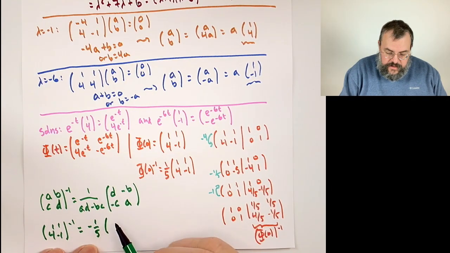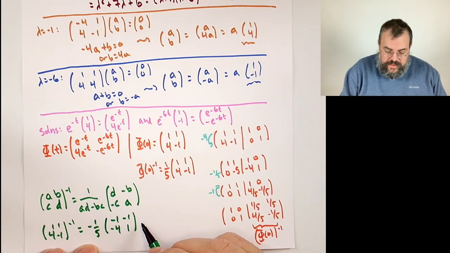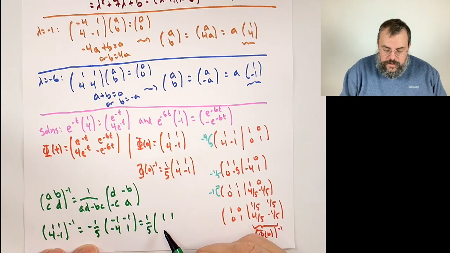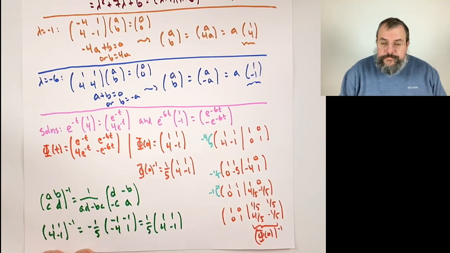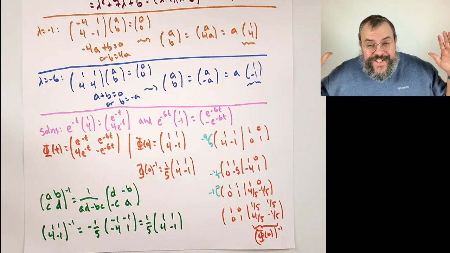So that would make this a minus 1 and a 1. And then negate the entries in the corners, minus 1 and minus 4. Well, of course, you can put the minus back in. So that would be 1/5. And you'd get 1, 1, 4, minus 1. All right. Now you're probably thinking, that seems so much easier.